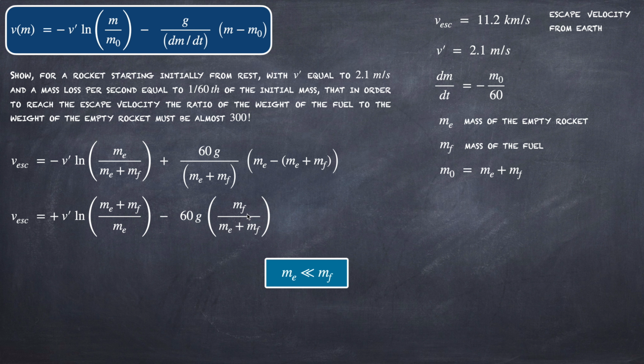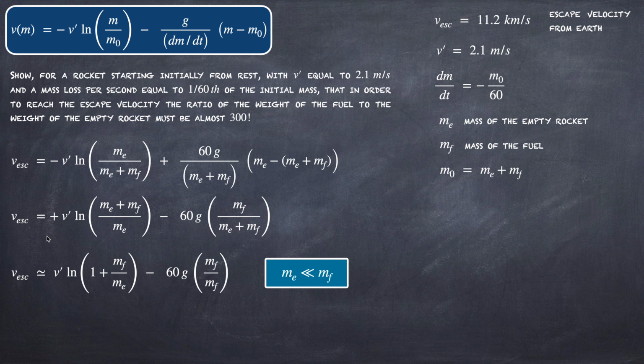So if the mass of the fuel is 100 times greater than the mass of the empty rocket, then this argument here, this ratio, will be 100 over 101. In this case, the approximation that we are going to use here will result in a 1% error, almost 1% error in this term multiplying the 60 times g. If the mass of the fuel is higher than 100, the error is going to be less than 1%.